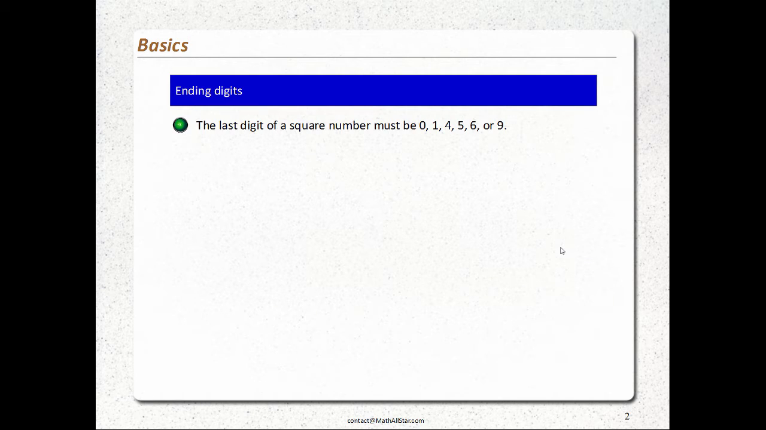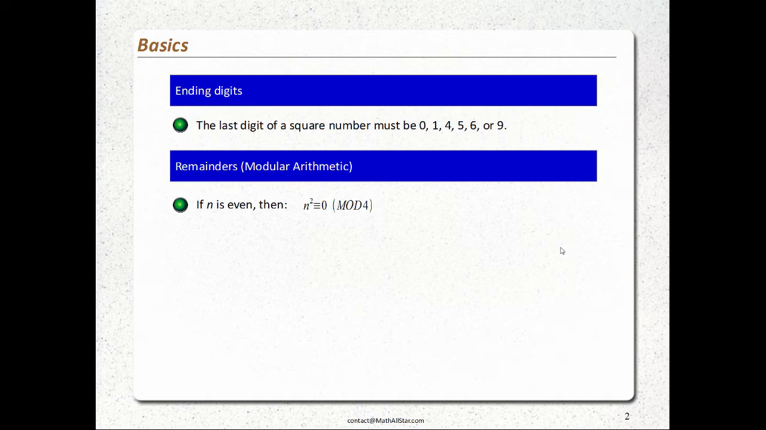First, a square number can only end with 0, 1, 4, 5, 6, or 9. It is obvious, isn't it? Yes, it's not fancy at all.